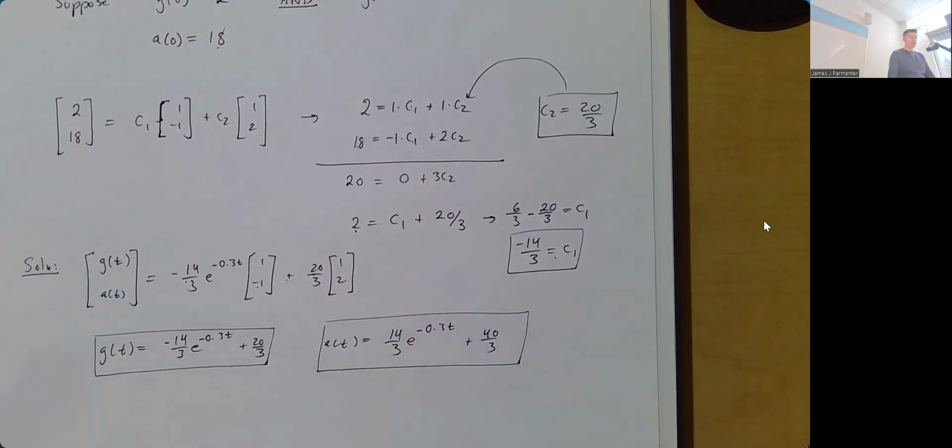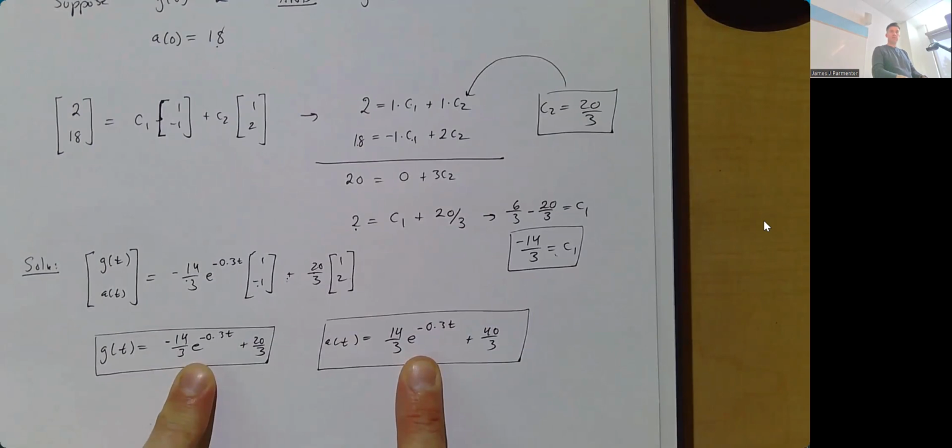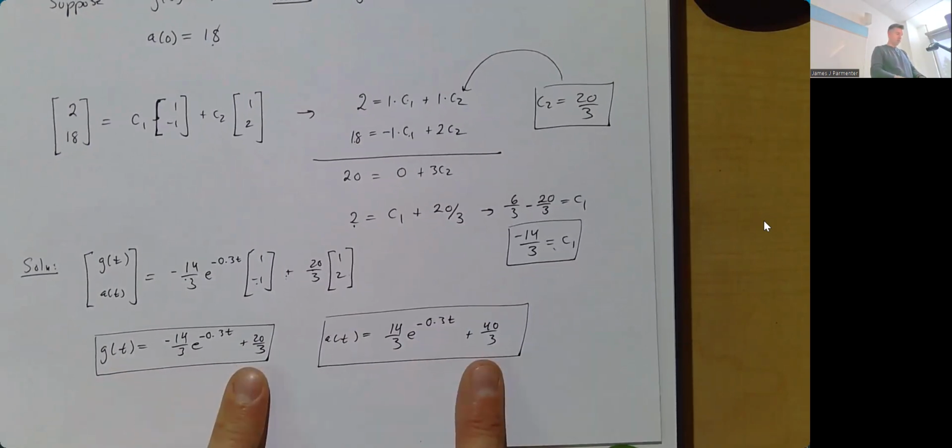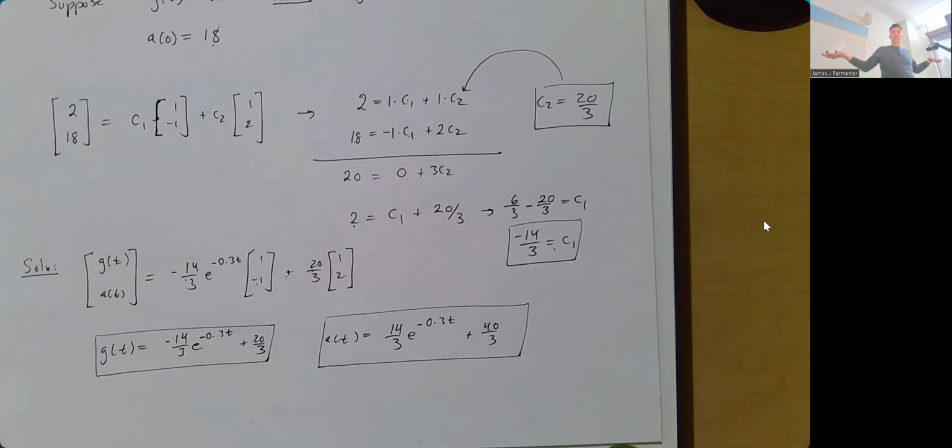And you'll notice that if you were to add these two equations together, the e to the negative 0.3 t parts would cancel. And then what's 20/3 plus 40/3? It's 20, which is what we said G of t plus A of t always has to add up to. So this confirms that things are working the way they should.